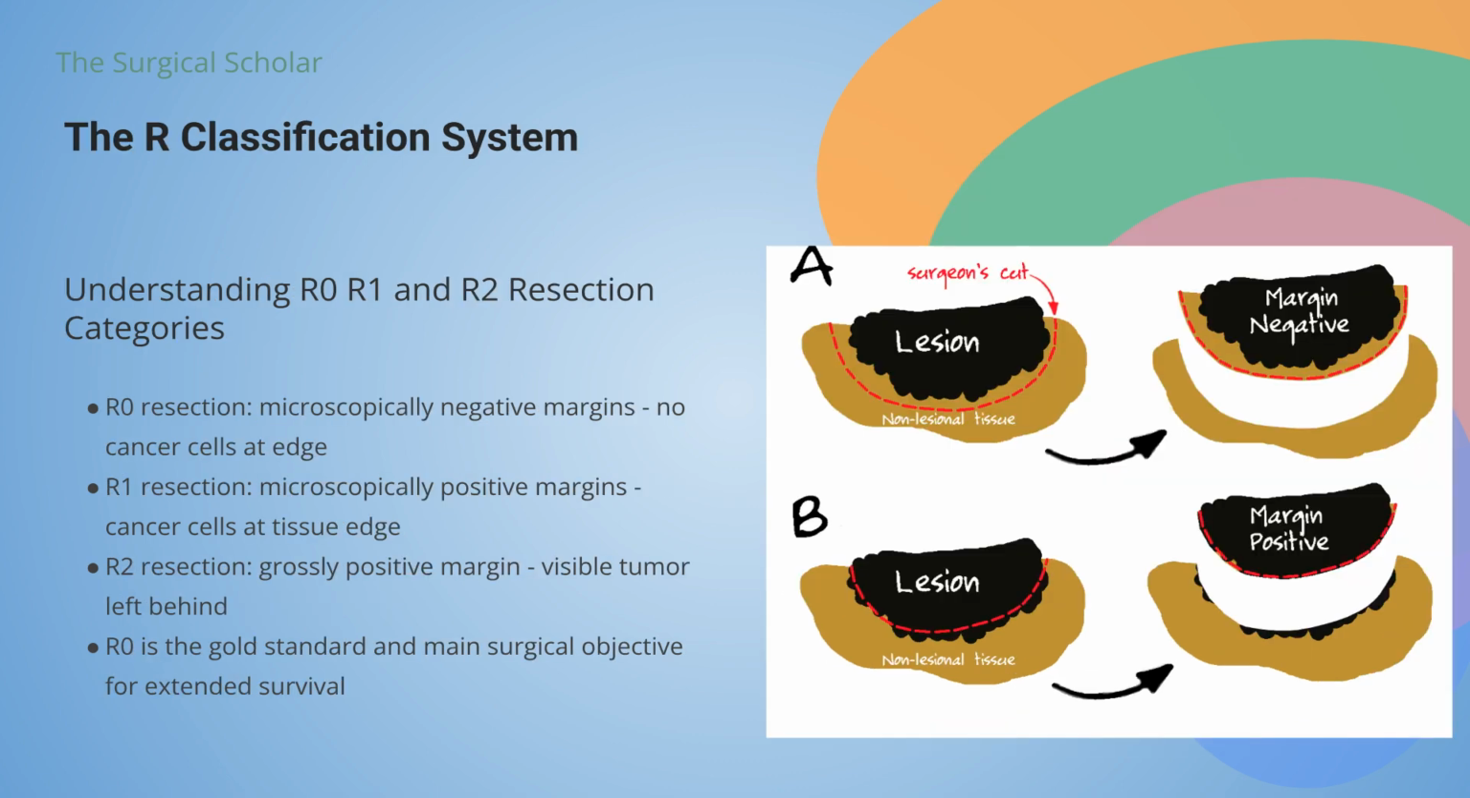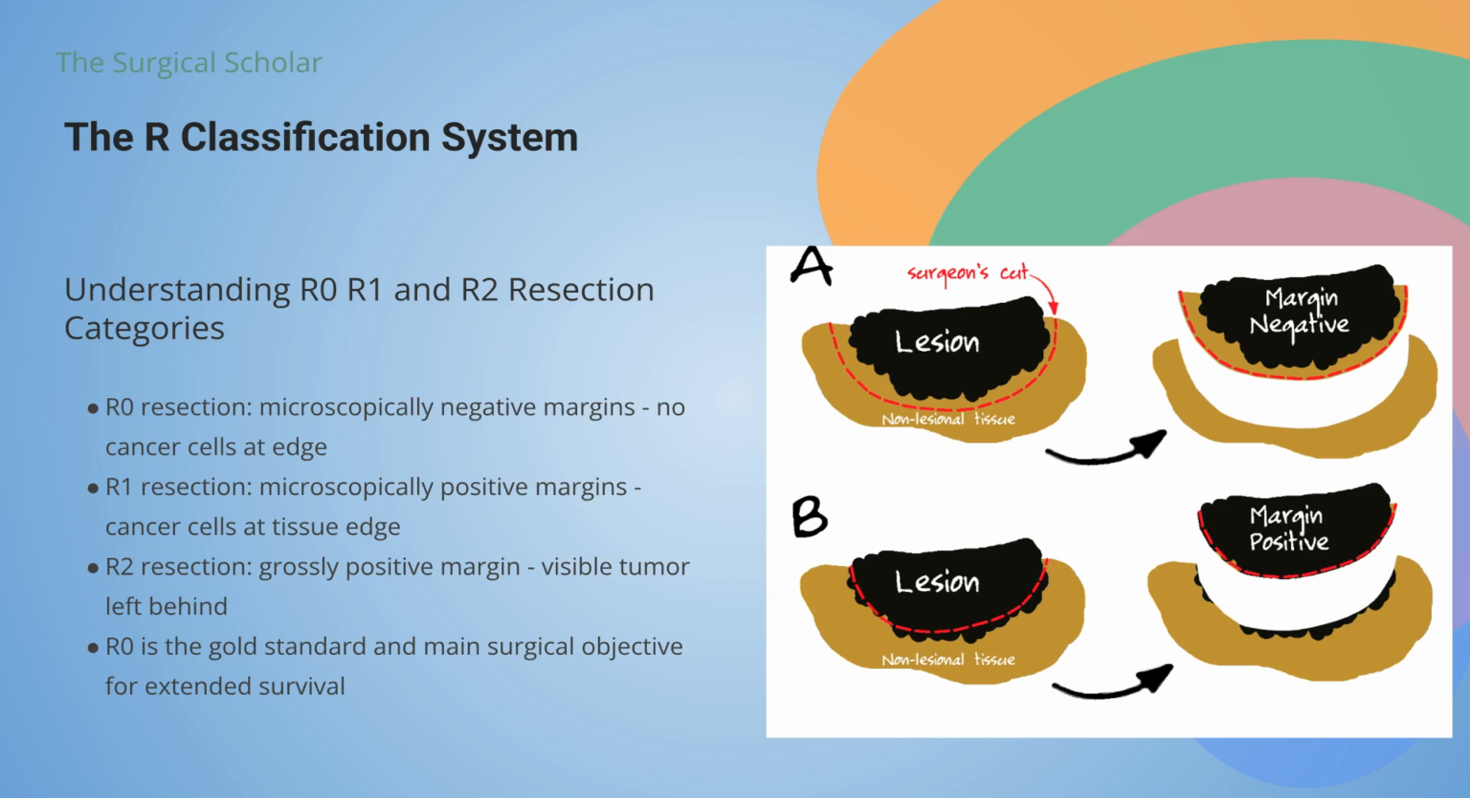The R classification communicates what was achieved during cancer surgery. An R0 resection means microscopically negative margins. When pathologists examine tissue edges under microscope, they see no cancer cells at the margin. This is the gold standard. Safe achievement of an R0 margin is the main surgical objective for extended survival.